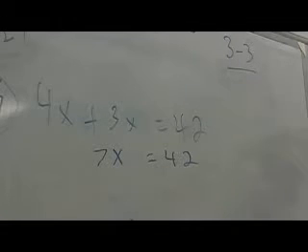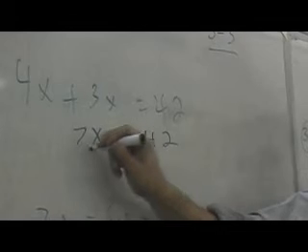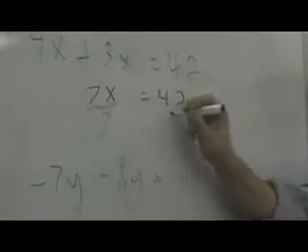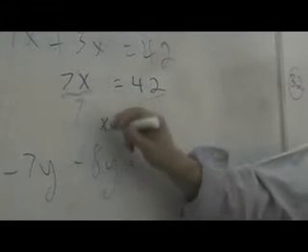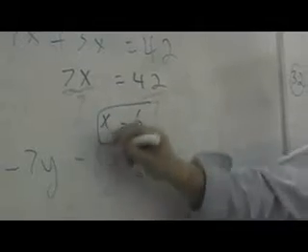Now what do we do to get our x on its own? What do we have to do on both sides? Do you know, Pepper? You have to divide 7 on both sides. That's right. We divide 7 on both sides. And we get what? X equals what? X equals 6. We box it and we're done.